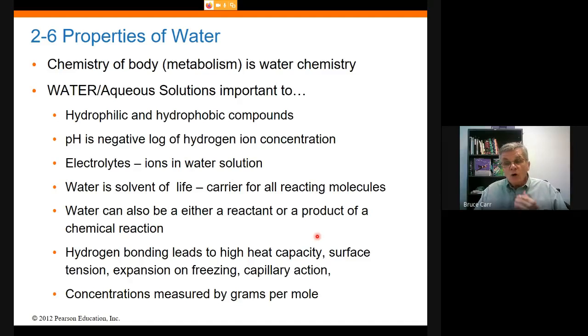Now, properties of water are special because of this polar molecule. It divides the world into hydrophilic and hydrophobic compounds. Hydrophilic, like electrolytes, those things that dissolve. But hydrophobic, those things that avoid water, will not mix with it. You know that oil and water do not mix.